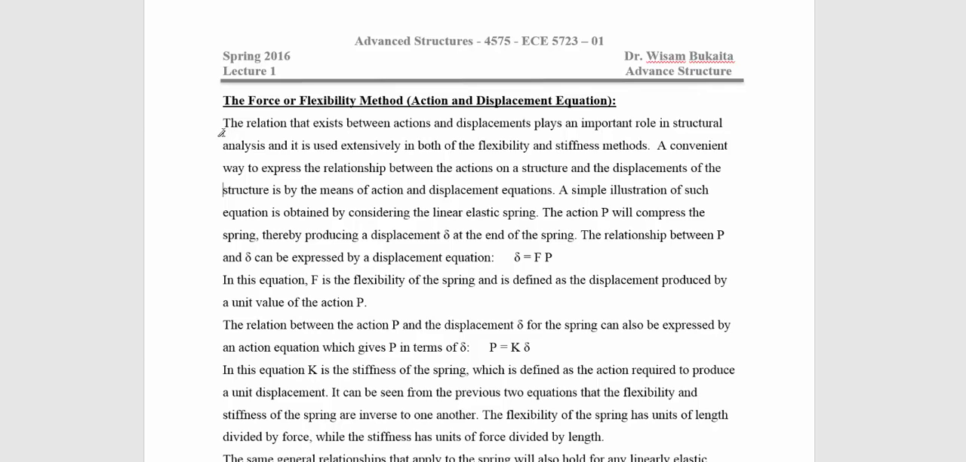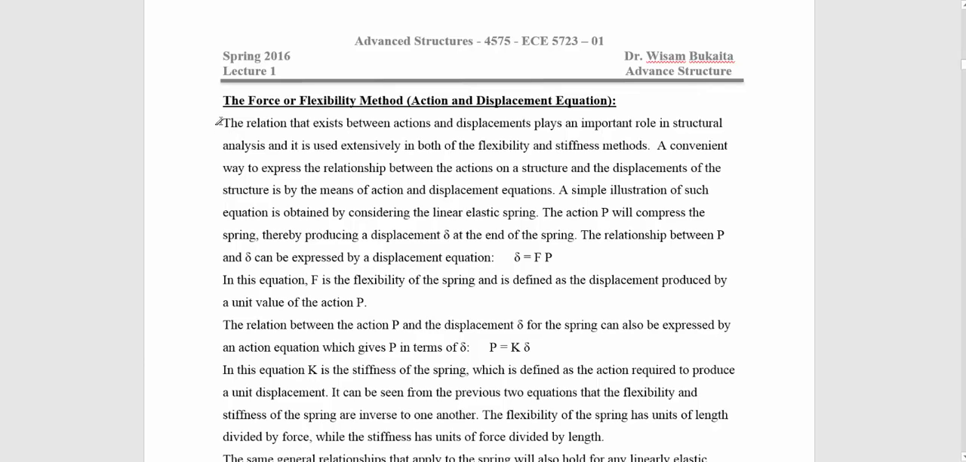For indeterminate structures, we have several methods that can be used to solve them. One of these methods is the force method, also called the flexibility method. Force method or flexibility method. This method uses the relation between action and displacement.